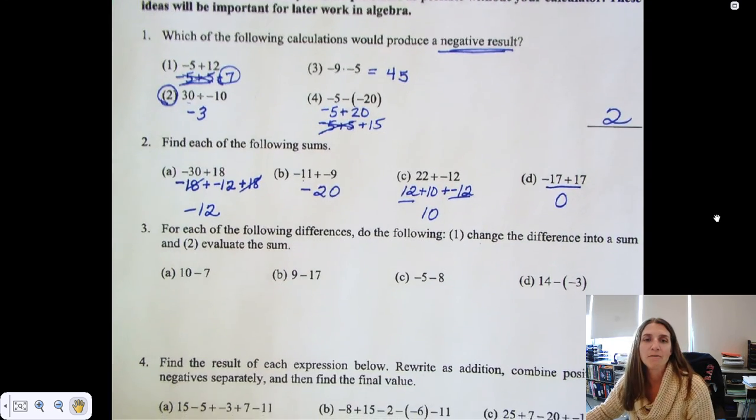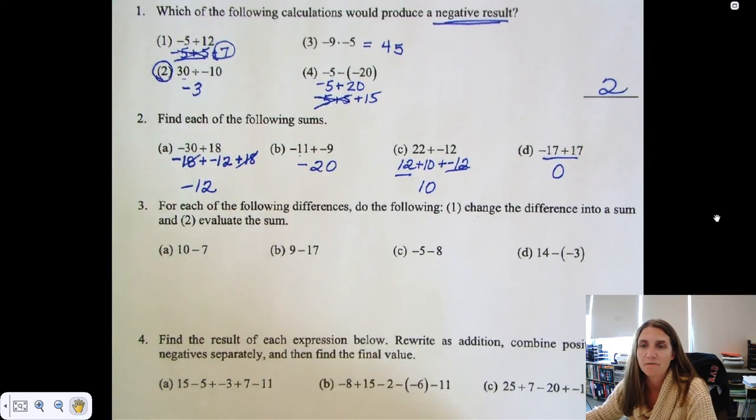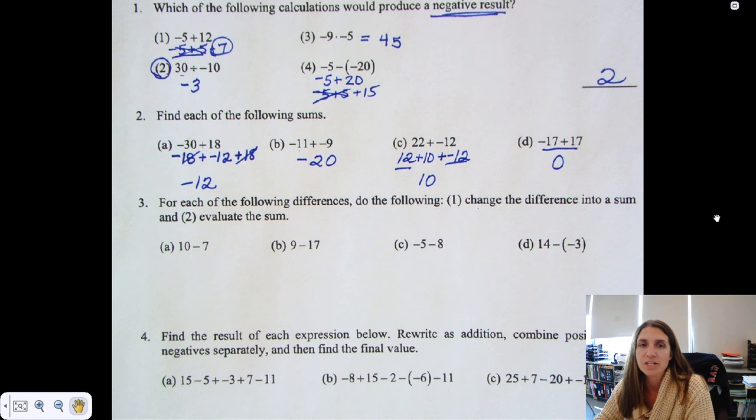Okay, number 3, for each of the following differences, do the following. Change the difference into a sum and evaluate the sum. Pause your video now, do your problems, and then play your video to go over the answers.